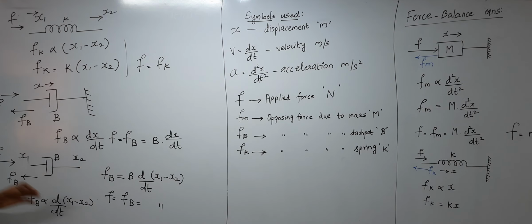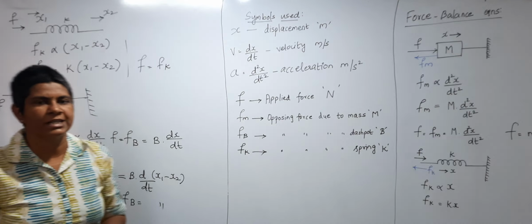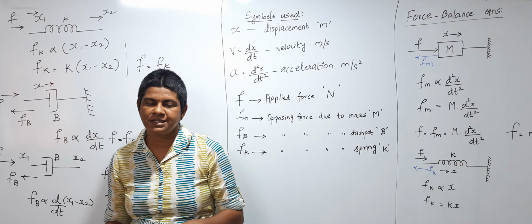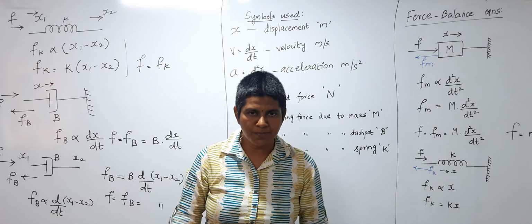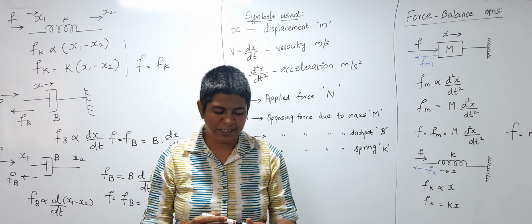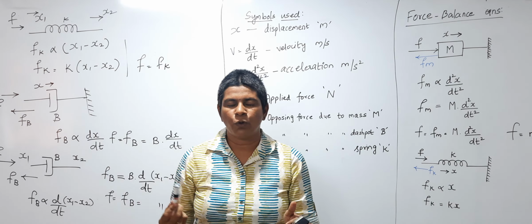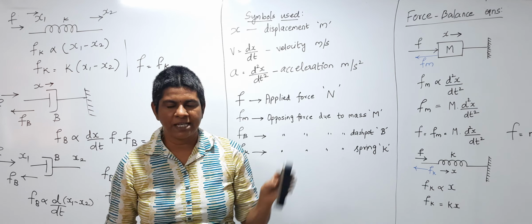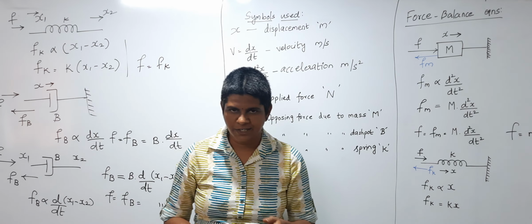Right. So in this video we have discussed what a mechanical translational system is, what the basic elements used in a mechanical translational system are, and how to express the force provided by these basic elements: mass, spring and dashpot.